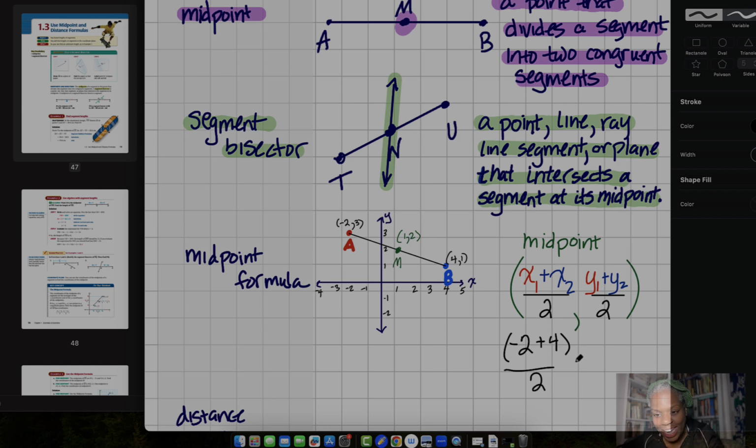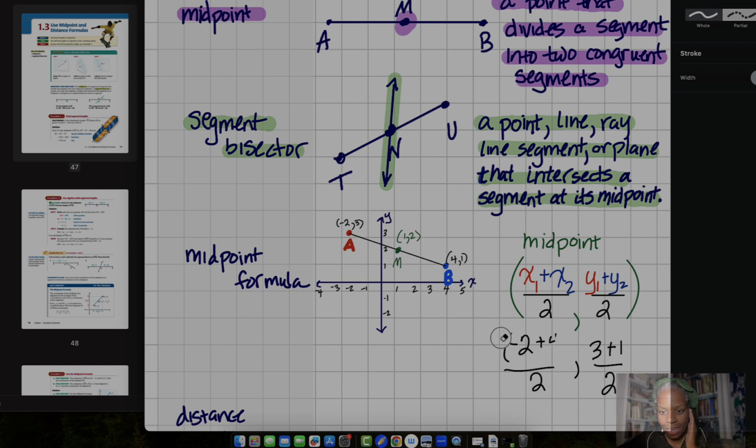Let's try it again because we need to do that same thing for the y term. Let's take the y term of the A point, and that's going to be 3. I'm going to add to that y sub 2, which is the y term of the B point, which is 1, and then I'm going to divide it by 2. 3 plus 1 is 4. 4 divided by 2 is 2. So without actually drawing the picture, we can get the midpoint, right?